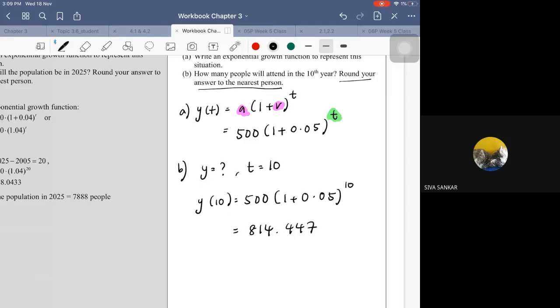persons. But sekarang kita bercakap pasal attendance, kehadiran. So dia tak boleh kehadiran tu ada berapa orang datang, 814.5. Tak boleh ada perpuluhan. So when we talk about people, it's going to be approximately 814 people. Okay, but usually when it comes to people, instead of rounding it down, I prefer we round it up. Because that value is actually very close to being 5. So it's going to be 815 people.